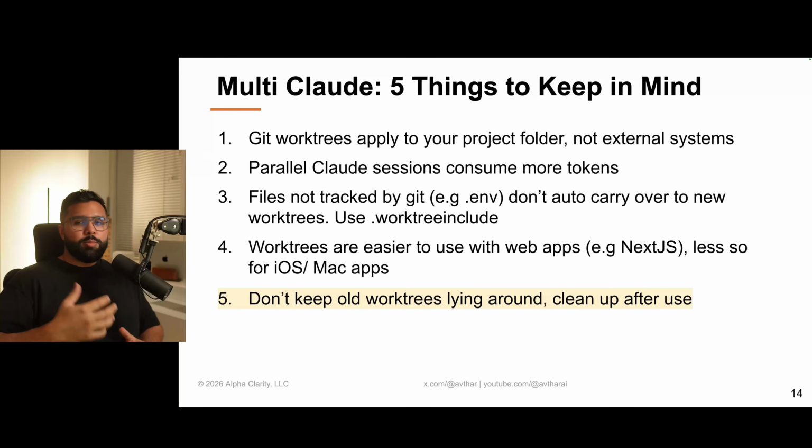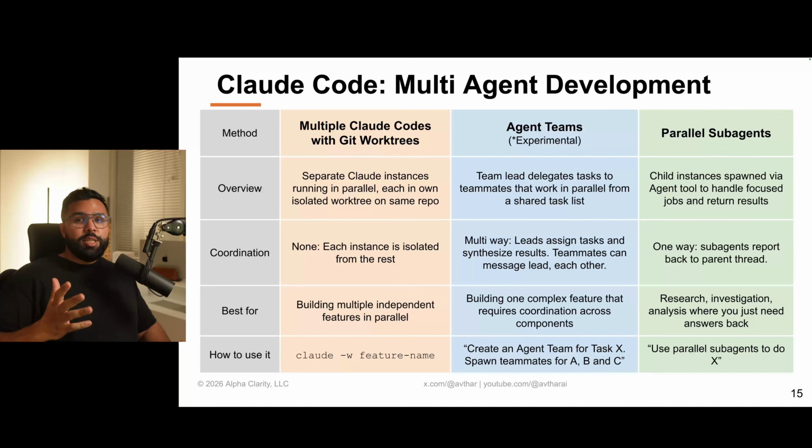I use a custom skill called /cleanup worktrees in order to do this, but you can just ask Claude to remove the worktrees that you no longer are using. Now, parallel agents is just one of many ways in Claude Code to have multiple agents working for you. And it's important to understand how this works and how it compares to other methods. In general, there are 3 popular ways to build with multiple agents in Claude Code.